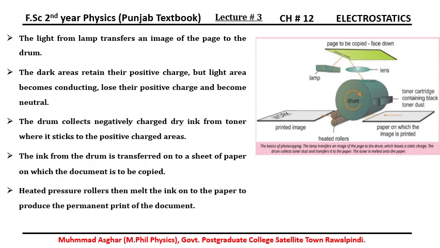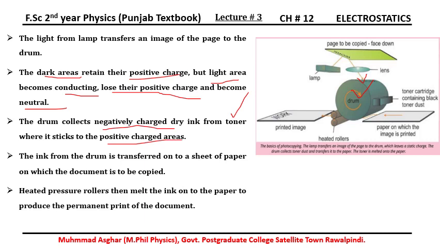This light transfers the image of the page to the drum, and the dark area retains positive charge, but the light area becomes conducting, loses positive charge and becomes neutral. This drum collects negative charge dry ink from the toner, where it sticks to the positive charge area.